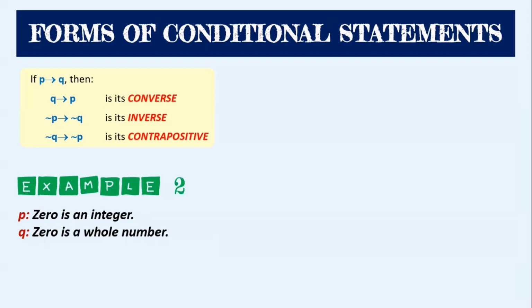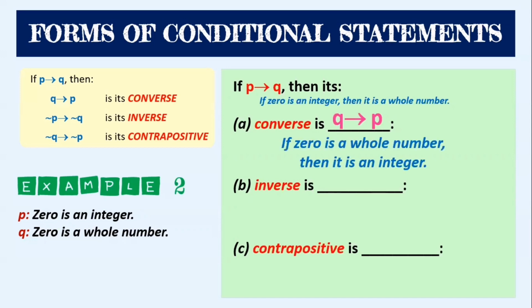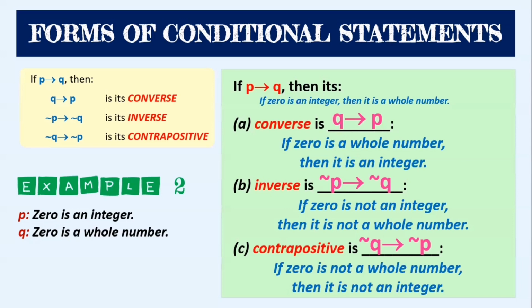Another example, 0 is an integer, 0 is a whole number. Okay? Kunin muna natin yung conditional statement. If 0 is an integer, then it is a whole number. So for us to get the converse, if q, then p. So we have, if 0 is a whole number, then it is an integer. Next, the inverse, the negation of p and q. So if not p, then not q. Okay, if 0 is not an integer, then it is not a whole number. And for the contrapositive, this is the negation of the converse, not q, then not p. So we have, if 0 is not a whole number, then it is not an integer.